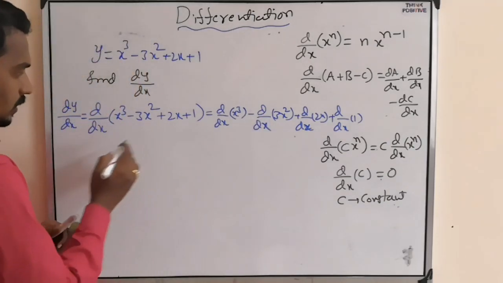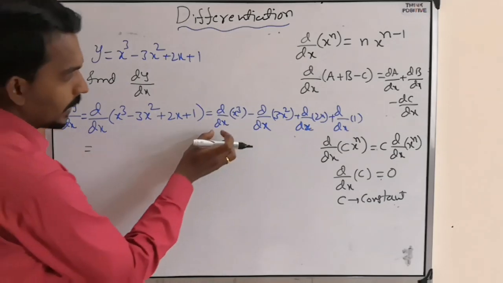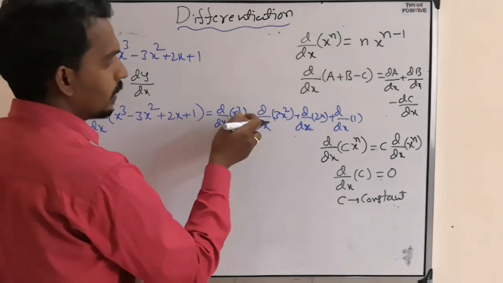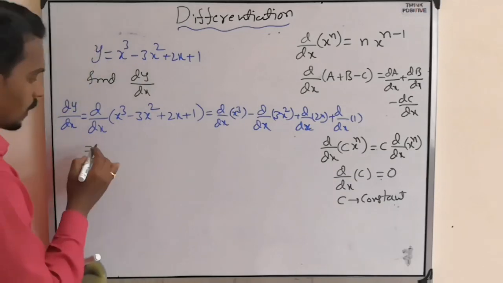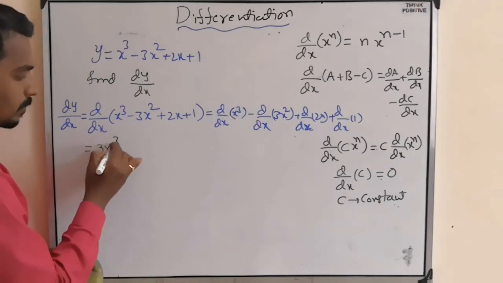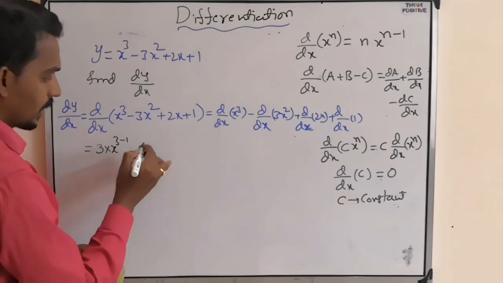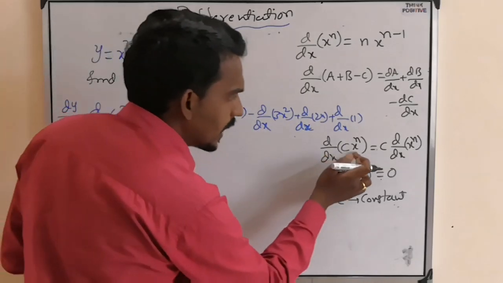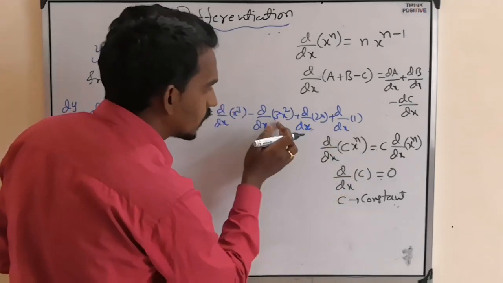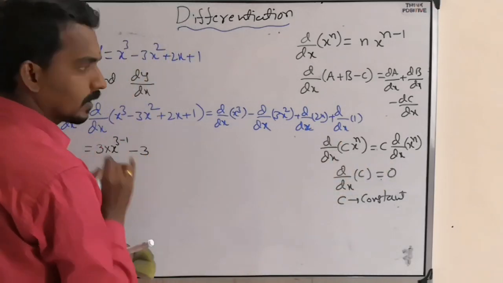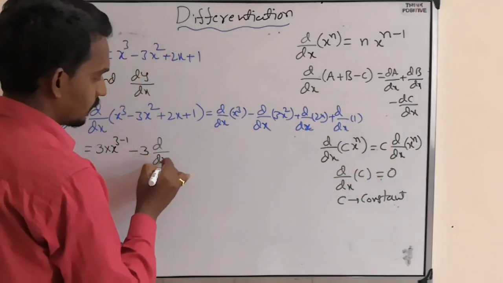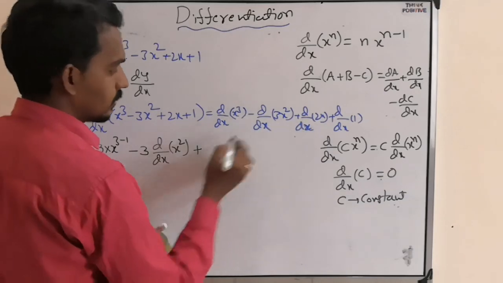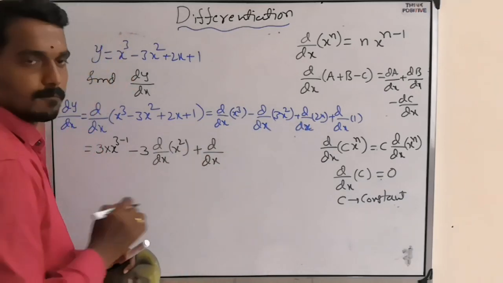Now, 0. Next step, d by dx of x cube. Direct formula here, where in place of n, 3 is there. So apply power into x power minus 1. Now minus. This is first. Next, 3x square, like c x power n. In place of c, constant 3 is there. Take it out. Then write d by dx, how much? X square.